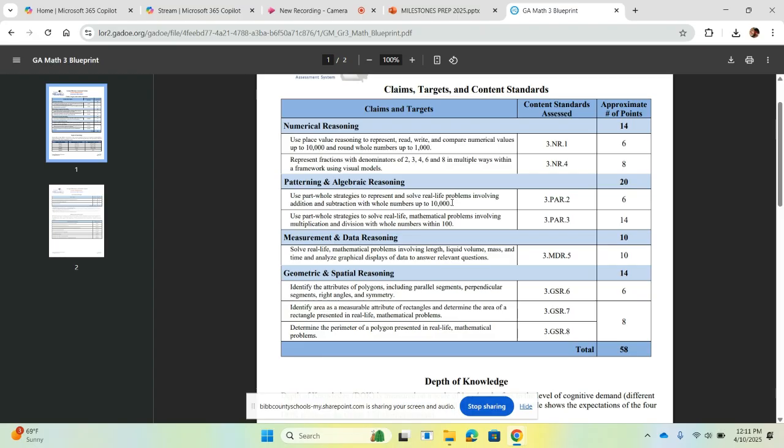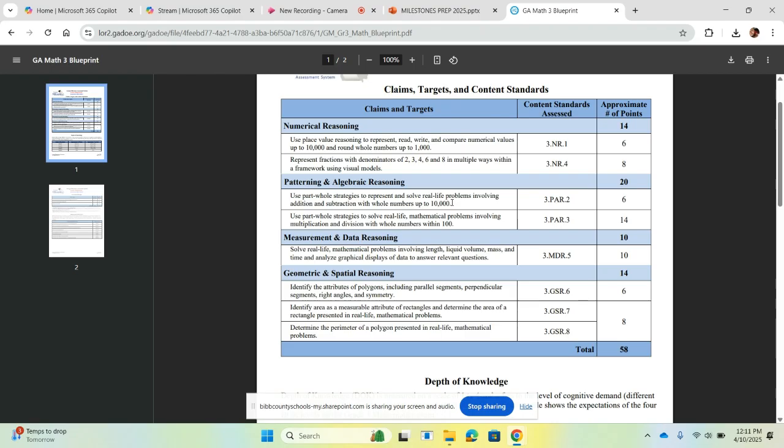So this is where you're going to help them out, and you're going to need to work with them to integrate some of the things that they see at home, some of the things that they've probably done in their daily life. For those children that have sports, or for those children that are in Boy Scouts or Girl Scouts, you can integrate some of this information into their daily life. That will help connect some of these learning targets and standards, some of these content standards they will need. Use part-whole strategies to solve real-life mathematical problems involving multiplication and division with whole numbers within 100.